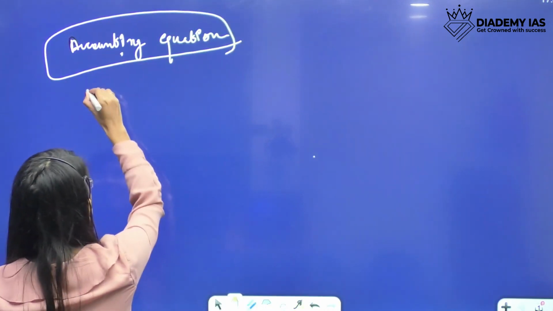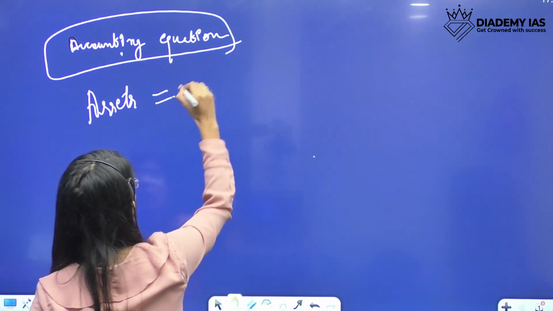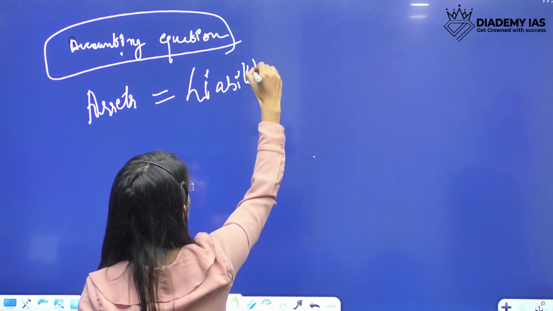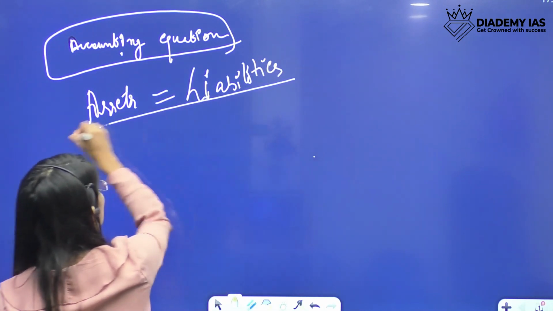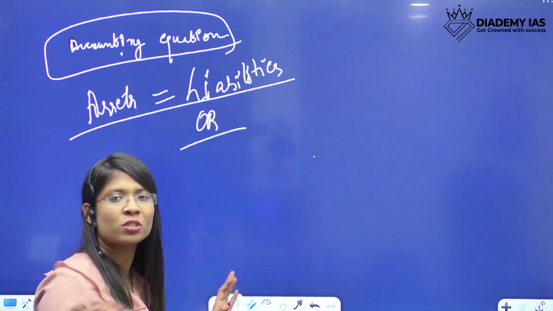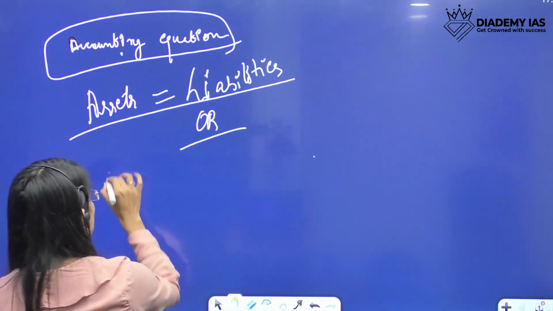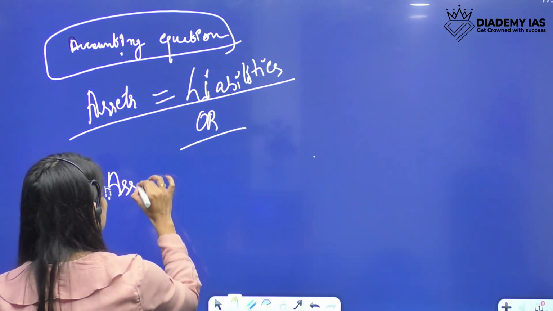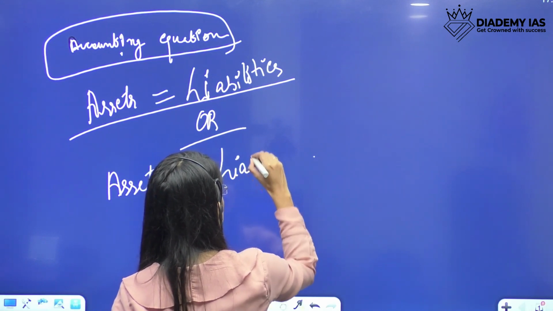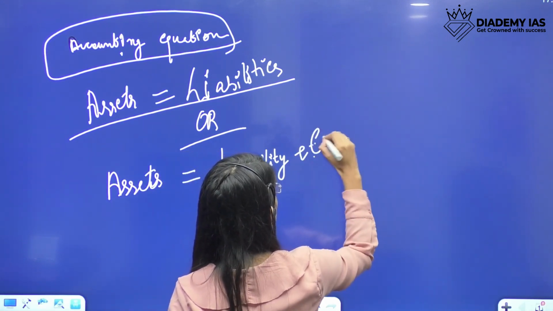This equation states that assets will always be equal to liabilities. Please learn this definition or this equation by heart. This is the foremost, the most important, and is usually asked. Assets equal liabilities, or in other words, we can say that assets equal liabilities plus equity.